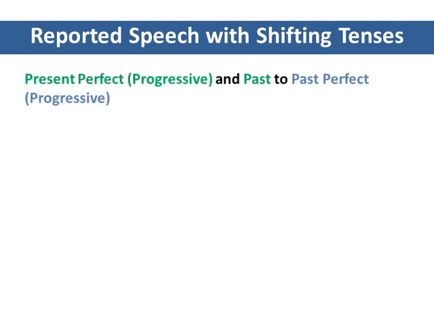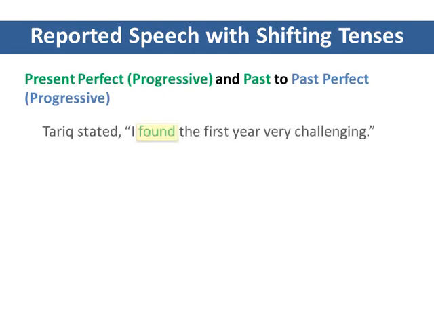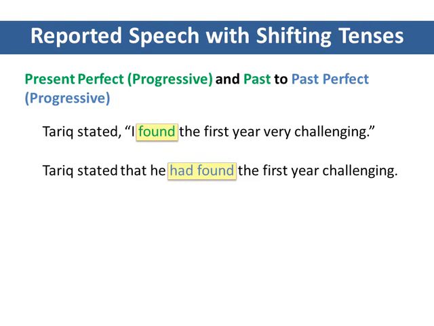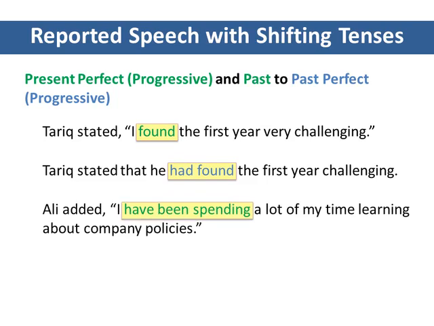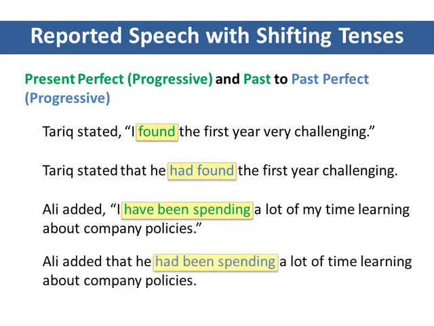When the verb in the quoted speech is in the present perfect or past tense, the verb in the reporting clause shifts to the past perfect. This is also true for progressive tenses. Tariq stated, "I found the first year very challenging." Tariq stated that he had found the first year challenging. Ali added, "I have been spending a lot of my time learning about company policies." Ali added that he had been spending a lot of time learning about company policies.